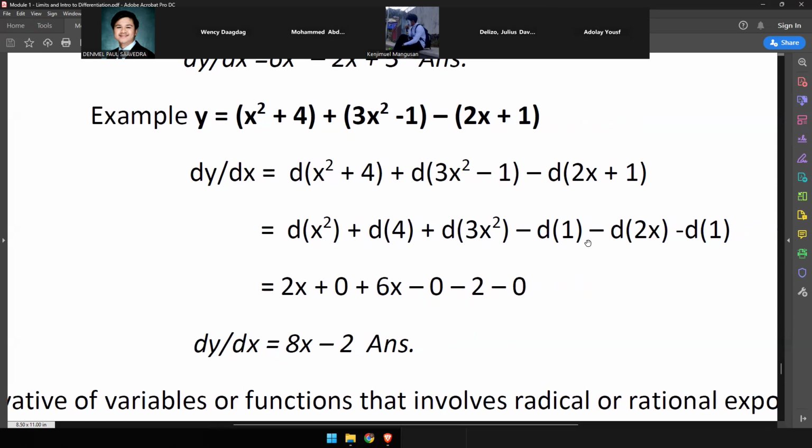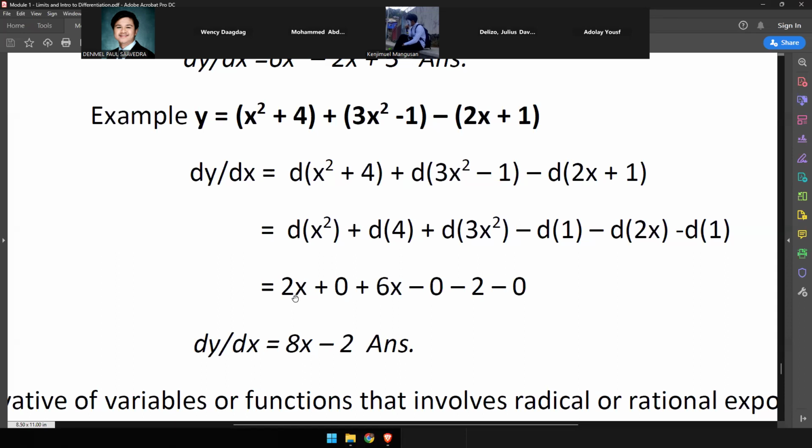Okay, followed by the minus derivative of 2x, and then minus derivative of 1 again. And then we can now perform derivation for each term or expression. The derivative of x squared is just simply 2x. Okay, we bring down and then we reduce the exponent by 1. So it's now 2x raised to 1, or just simply 2x. So were you guys able to follow?